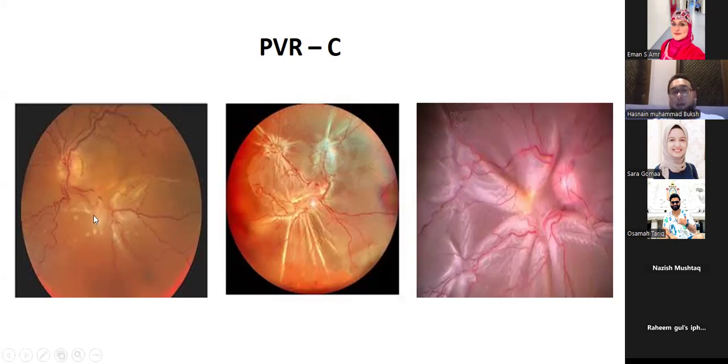In stage C, you can see the star folds, the folds on the retina. It starts becoming very much evident. The retina becomes very much stiff because the fibrosis is not only formed at the anterior surface of the retina, it is also formed within the retina and also under the retina. You can see in the second and third picture, the PVR folds are quite evident, and they make the retina stiff, and the folds start appearing on the surface of the retina.